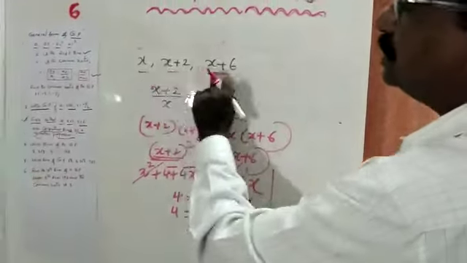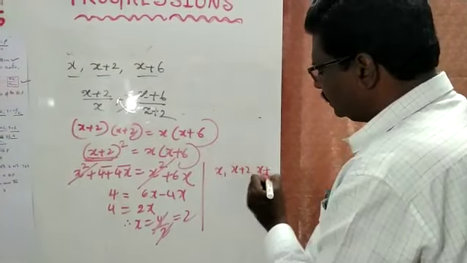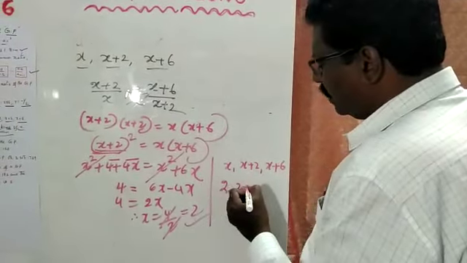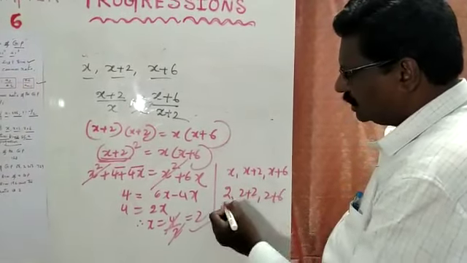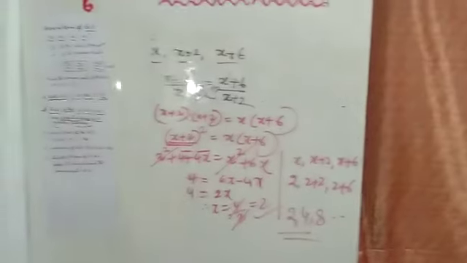So the ratio x, x plus 2, x plus 6. What is the value of x? x is 2. 2, 2 plus 2, 2 plus 6. 2, 4, 8. So this is the series.